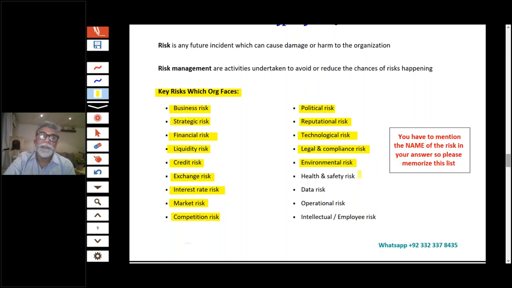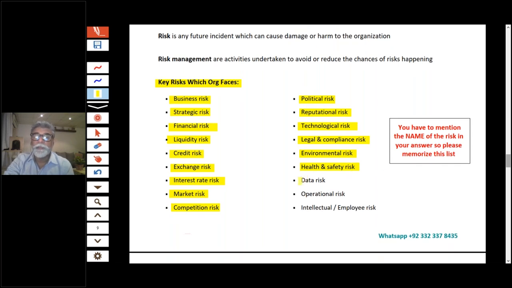Environmental risk, the risk that you damage the environment, like pollution and emission and carbon. Health and safety risk, the risk that the health and safety of employees or customers are in danger, there might be accidents, deaths, disability, harmful activities. Data risk, the risk that your data is compromised, hacked, stolen, deleted, leaked.